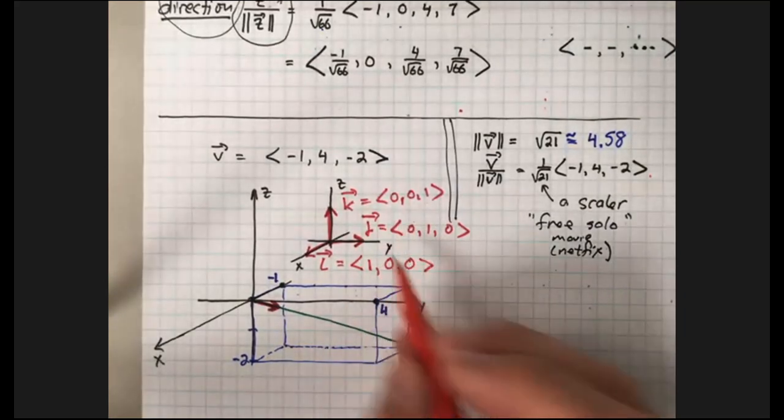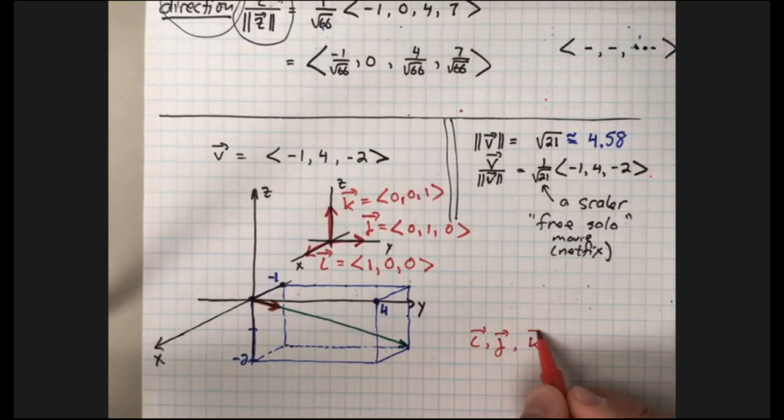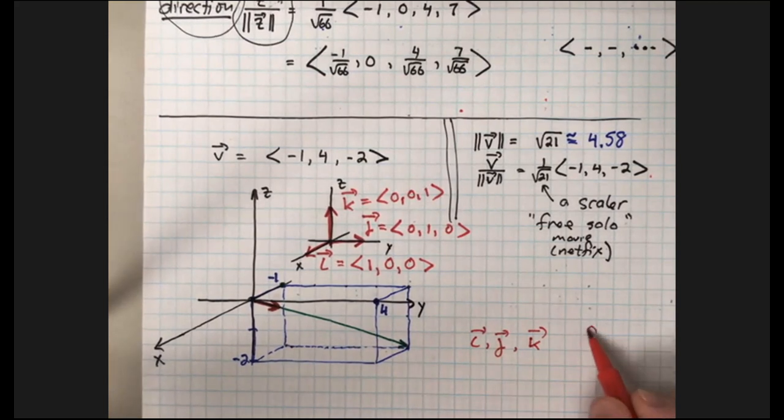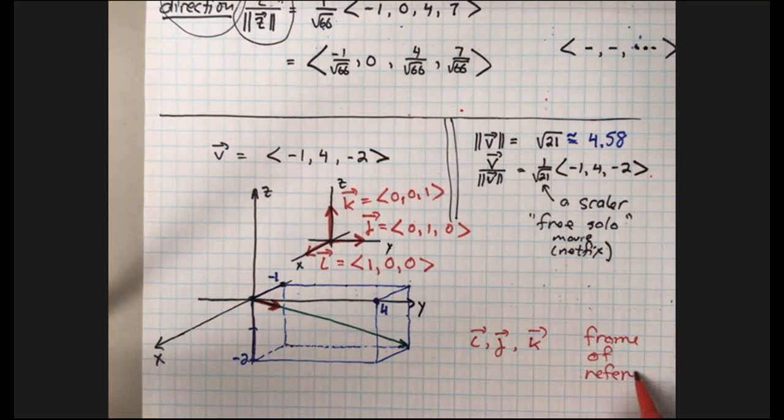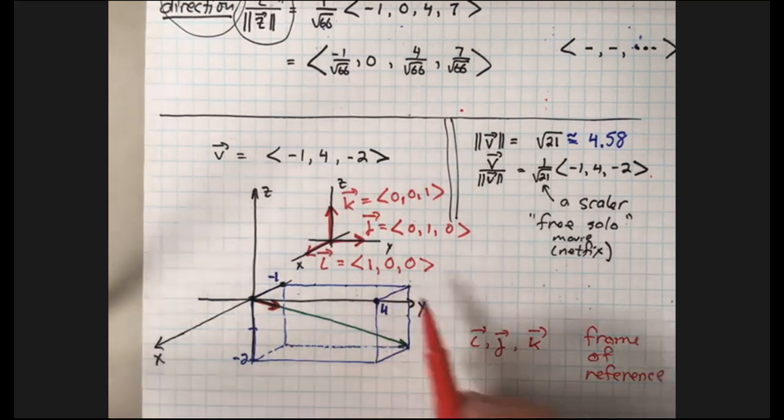So this I, J, and K is what? A natural frame of reference made up of unit vectors. How do I know they're one unit long? Well, I could square, square, square, add, square root, but I can see they're one unit long too, right?